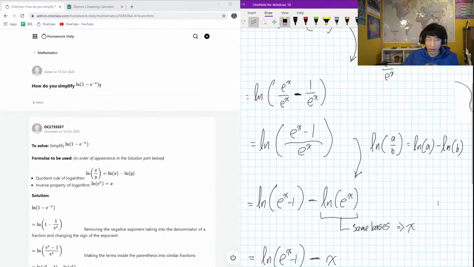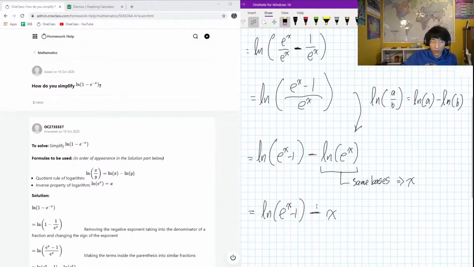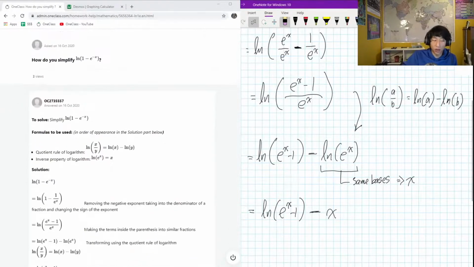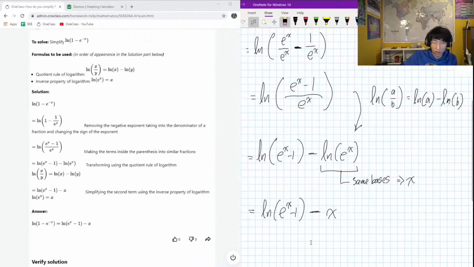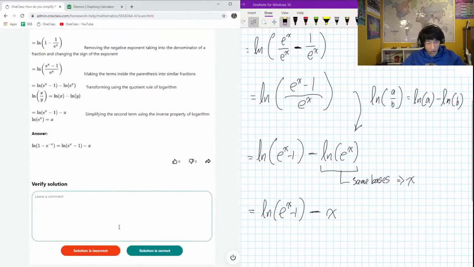And that's it. That's pretty much as simple as we can get it. There's not really much further that we can go in terms of simplification, so this would be very reasonable as a final answer. So yep, e to the x minus 1 and then minus x outside there looks good to me. So yeah, good job. So let's mark this as good and keep it moving.